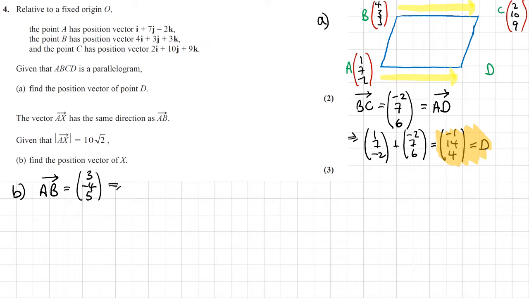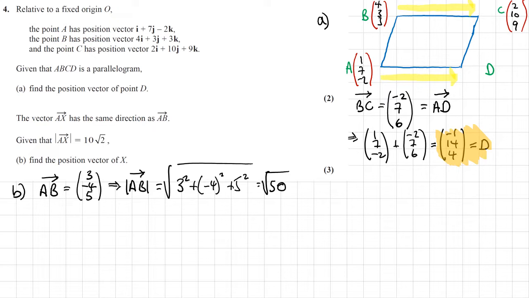Let's now work out the length of this vector, and we're going to use that to compare it with the length of AX. So we just use Pythagoras, so it's going to be the square root of 3 squared plus negative 4 squared plus 5 squared. That's square root 50, and that is equal to 5 root 2. So that's the length of AB. Let's compare that to AX. AX is twice as long.